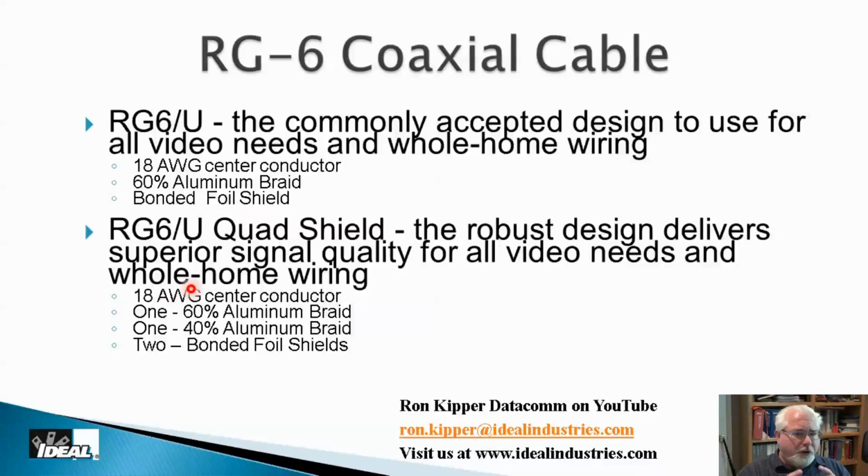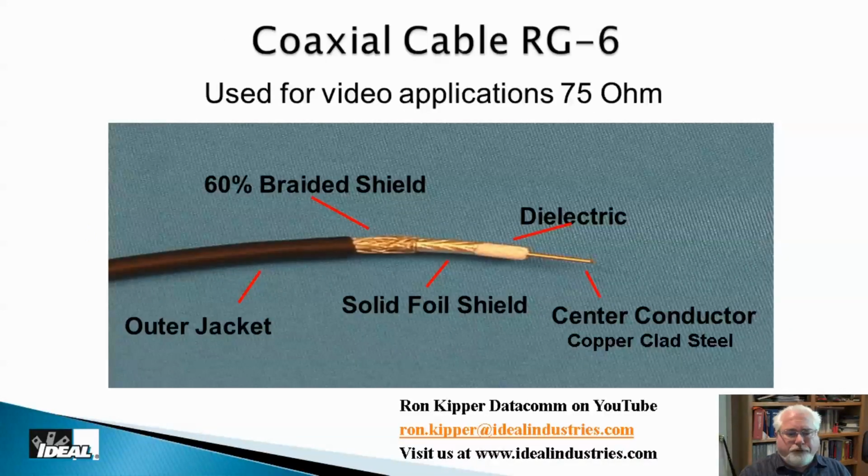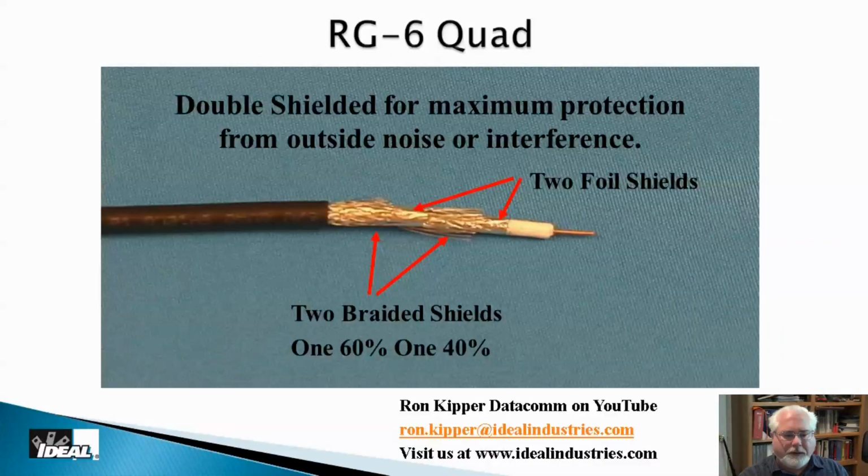And the foil is glued or bonded right to that, and that's a typical shot of what a typical RG6 cable looks like, as we've looked at here in the past, with a center conductor, the dielectric, the foil, and the braid, and of course an outer jacket, which is usually PVC, but it could be plenum or something else as well.